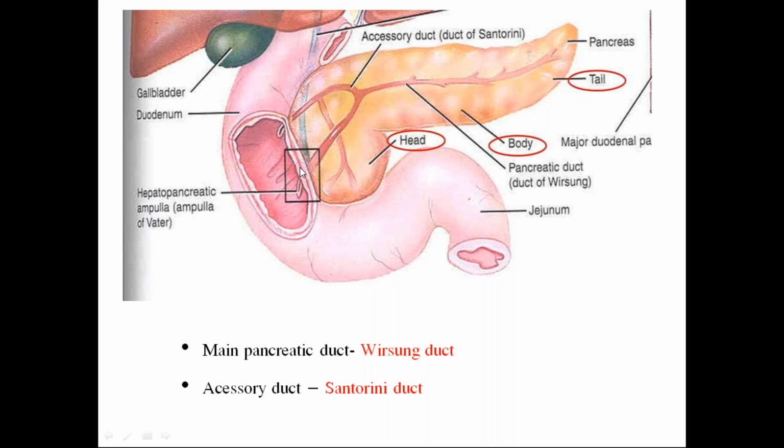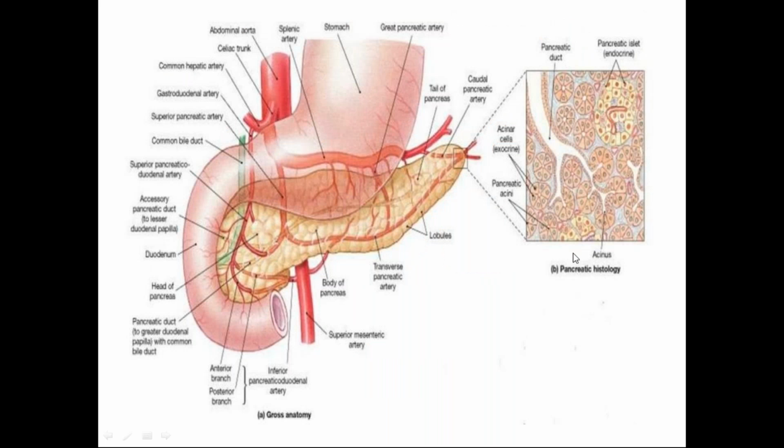If you open it, there will be a T-shaped appearance of drainage at the major pancreatic duodenal papilla. So the gastroduodenal artery gives rise to the superior, anterosuperior, and posterior pancreaticoduodenal arteries.